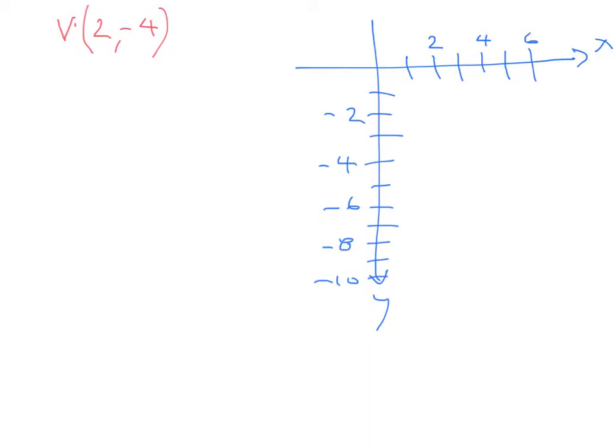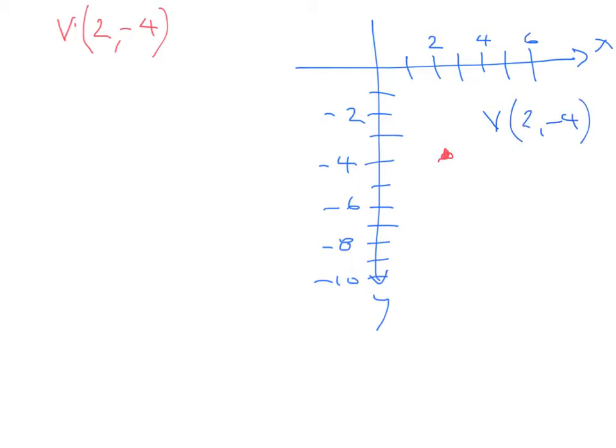So my first step is to find the vertex. My second step is to plot it. So I'm going to plot it with, let's do red. So I go 2 and -4, you go 2 in x and then -4 in y, and that's your vertex. Okay, so the vertex is 2 comma -4.